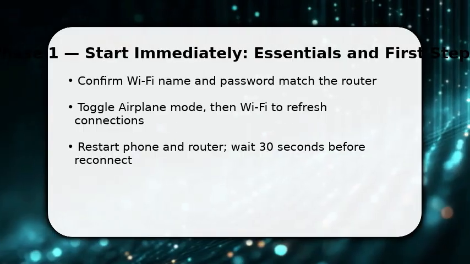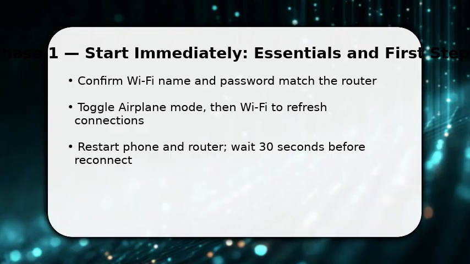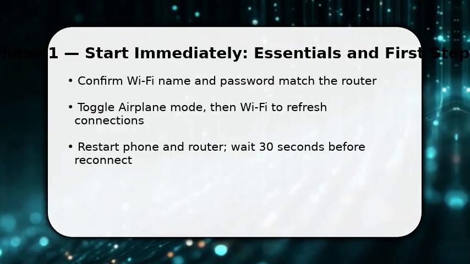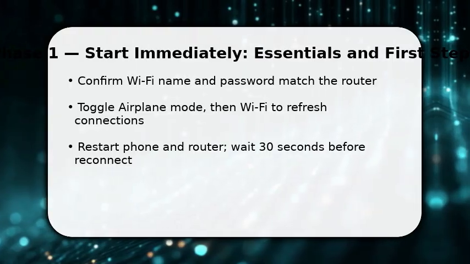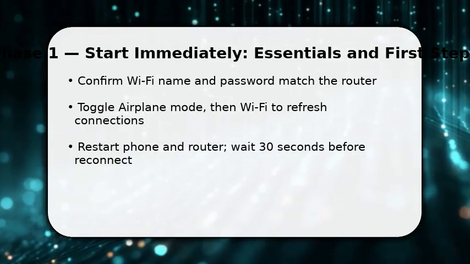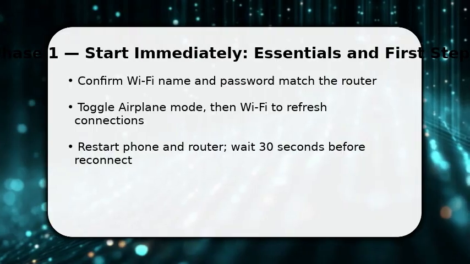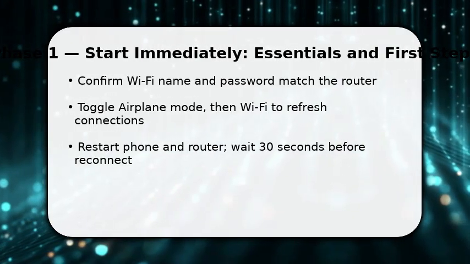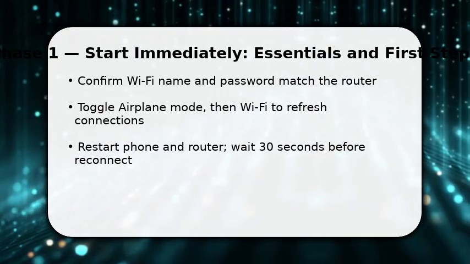You begin with focused, necessary checks. Confirm the Wi-Fi SSID and password are correct, and that the router shows internet. Then toggle airplane mode on for 3 seconds and back off to force a network reset. Once done, restart the phone and the router: power off, wait 30 seconds, power on, because transient DHCP or routing glitches often clear on reboot.